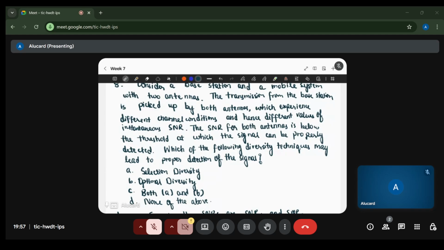So go back and look at your lecture notes now and see what selection diversity and optimal diversity are and compare in the particular given scenario which of them is good or are none of them good. So you go back and look at your lecture videos. If you're following along, I'll come back and answer the question in a few minutes time.